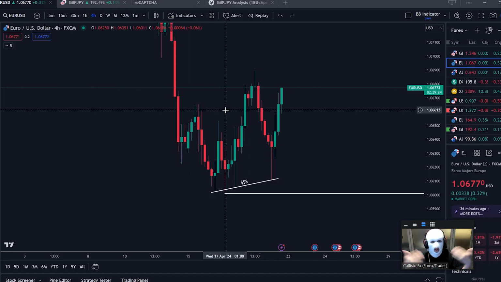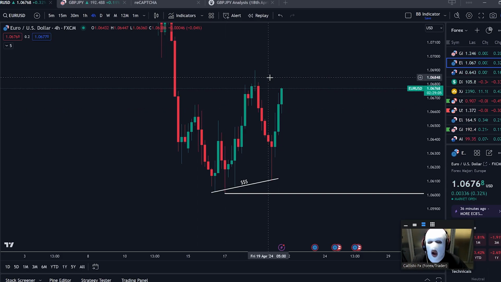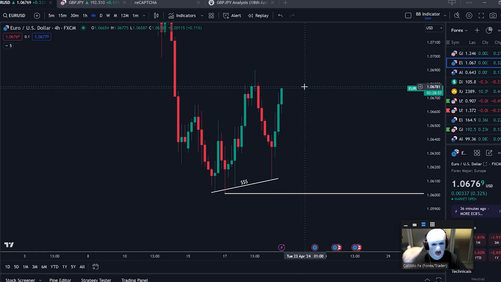And where can price potentially target? Another external liquidity, right? That's how the strategy comes about. Price moves from internal to external. And that's why our entry criteria for the Asian sweep strategy is that we need to wait for a change of character first.